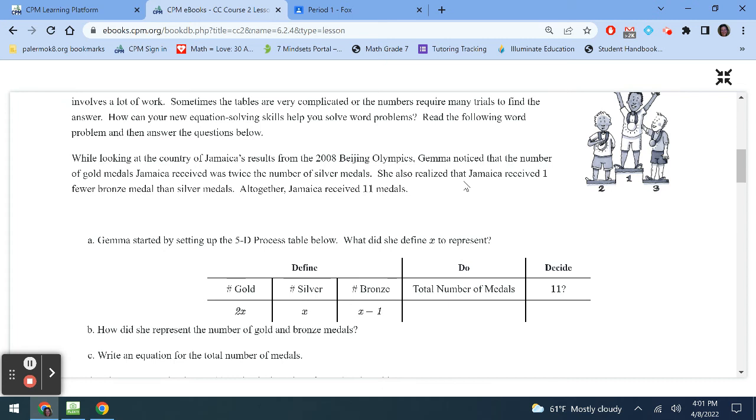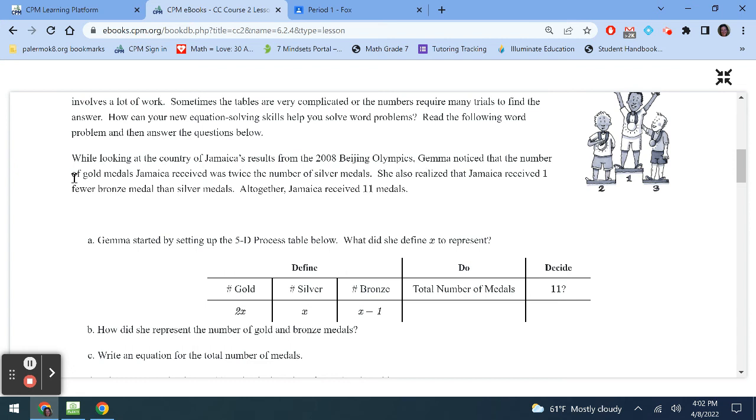I'm looking at the word problem up here, and I'm really looking for what is the type of medal that seems to be the key in the relationship with the other medals. Sometimes I say it's the one that's repeated the most, but it's not always the case. But in this case, it is.